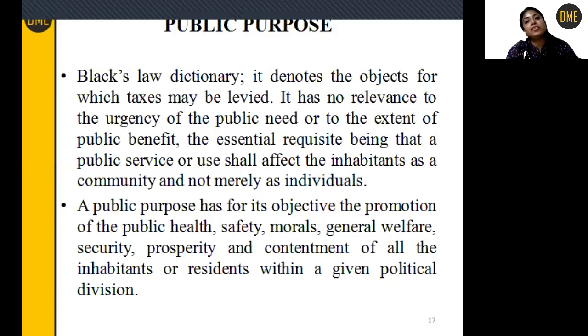So the general welfare of the general public at large is going to be benefited by this project. So this would be public purpose, where the public at large is going to be benefited. Then a public purpose has for its objective the promotion of public health, safety, moral, general welfare, security, prosperity, and contentment of all the inhabitants or the residents within a given political division, that is the state, political division, country at large. So we are not focusing on a private person or set of persons, but the public at large, the general public. So that would be the public purpose.